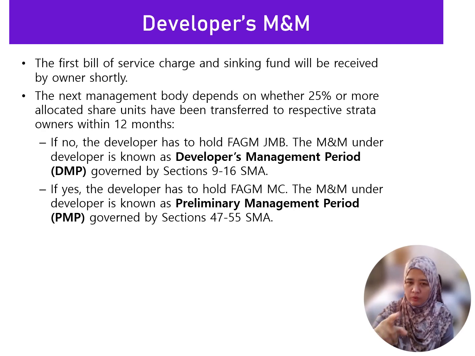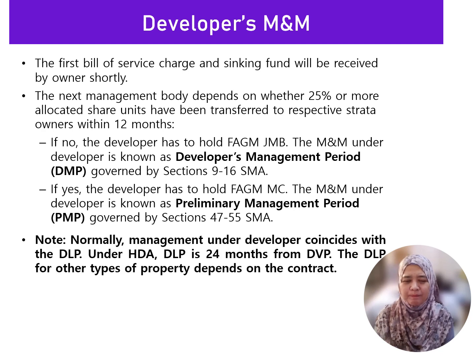Yang satu situation tu, the first one, whereby the next management body is JMB, maknanya developer masih campur tangan, masih ada role to play in the M&M, kan? Sebab dia ada joint management body, maknanya joint tu maknanya a mix of developer and owners yang akan manage the strata scheme. MC maknanya cuma owner saja, developer dah tak masuk campur. Kecuali, jangan confuse, kecuali kalau kata developer tu adalah owner of the parcel, boleh lah.